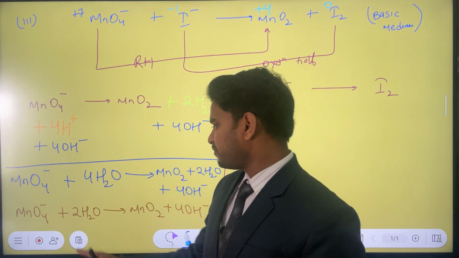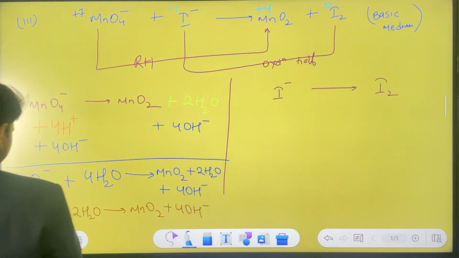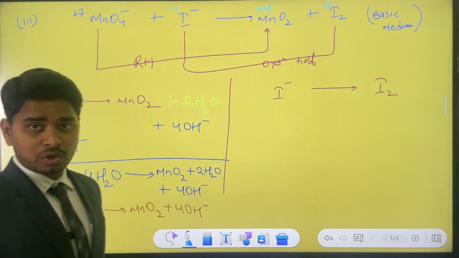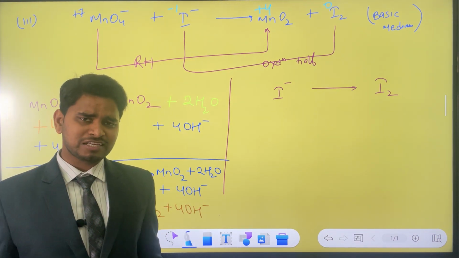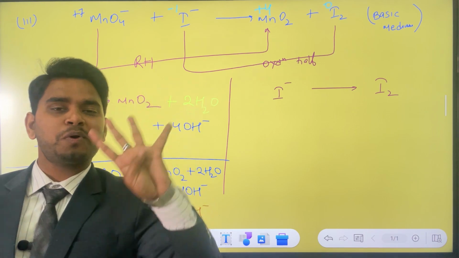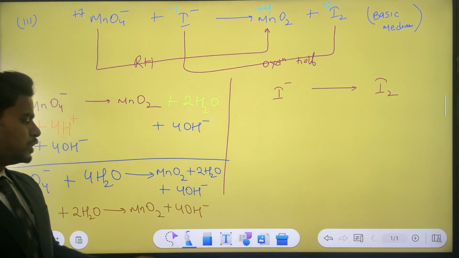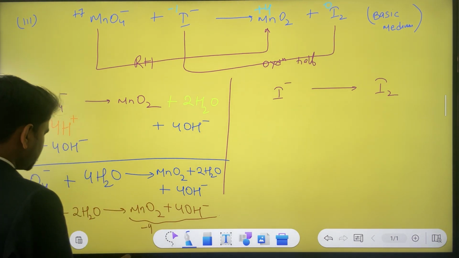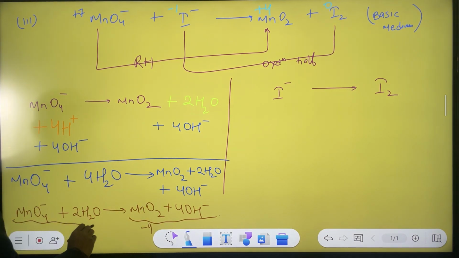We can see that on the left side we have a charge of -1. On the right we have a charge of -4. Sir, how -4? OH minus is the one which has a charge of -1, and we have 4 OH minus, and that's why the total charge on the right is -4, and the total charge on the left is -1.